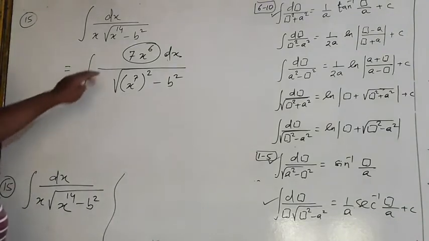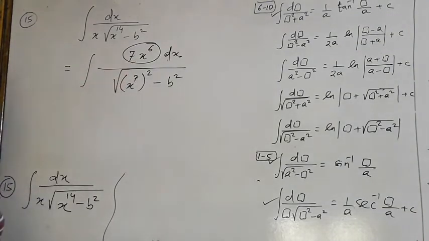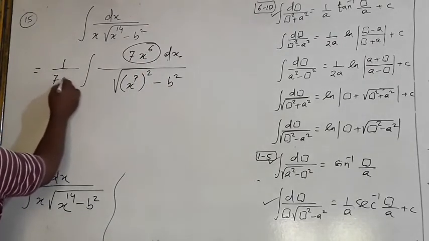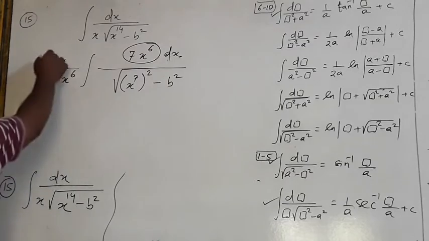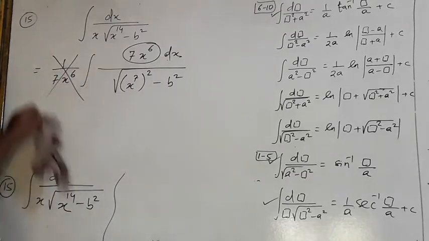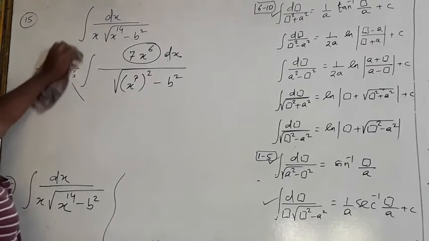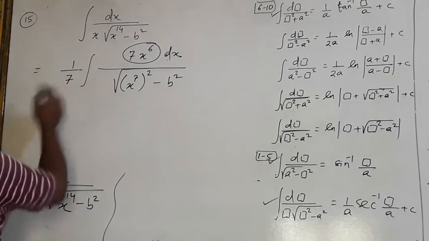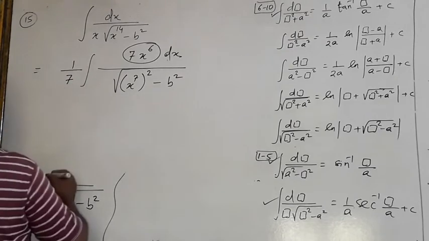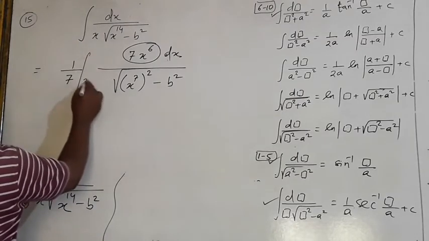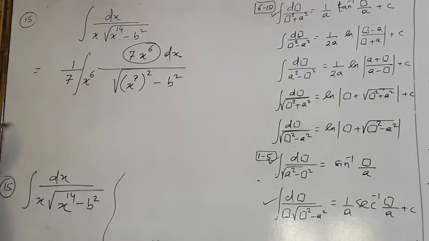And this 7 is what? 7 is a constant. So can you do like this, 1 by 7x to the power 6? It is clearly wrong. You should not multiply and divide it outside, because x to the power 6 is the variable. So what you have to do? Put 1 by 7 outside. Then you have to multiply 7x to the power 6: 7 outside, x to the power 6 inside.